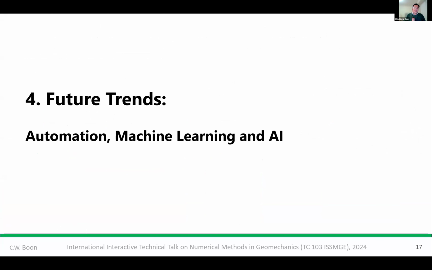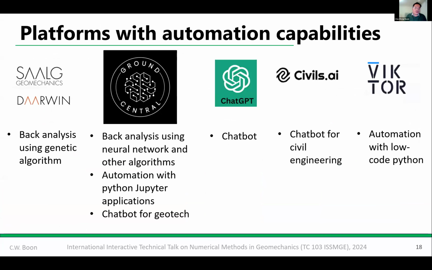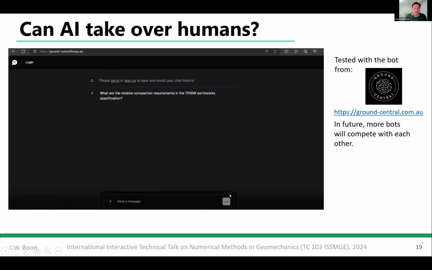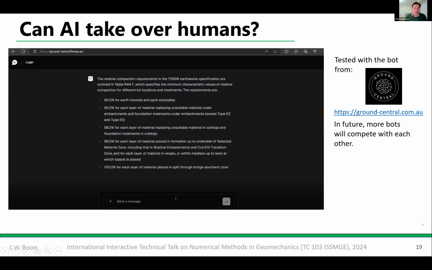Now, going on to future trends, there's an increasing number of platforms offering automation, machine learning, and AI through back analysis, automation with Python, and by now everyone would have known ChatGPT. Recently I stumbled into a neat geotechnical platform, a chatbot, and if I were to ask certain earthworks questions related to the Transport for New South Wales specifications, it gives the right answer.